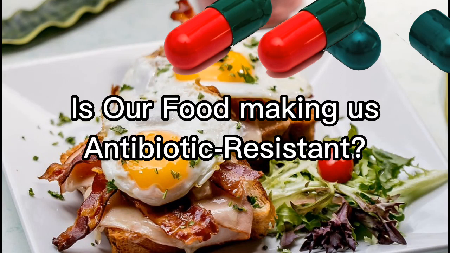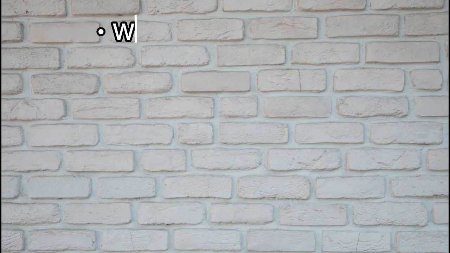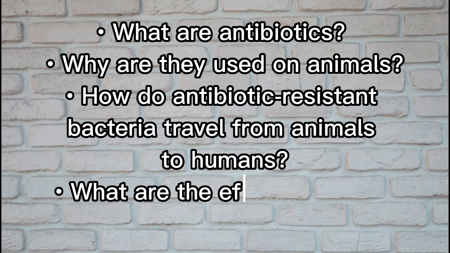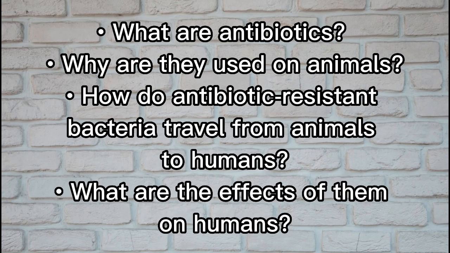Hi guys, this is a video I've been wanting to do for a while now, and it's on a very important topic regarding the use of antibiotics in agricultural animals and how it's related to humans becoming antibiotic resistant. So to break down the video, we'll be looking at what are antibiotics, why are they used on animals, how do antibiotic resistant bacteria travel from animals to humans, and what are the effects of them on humans.